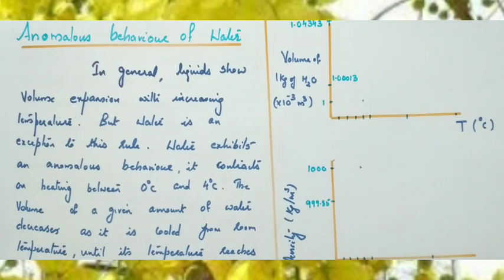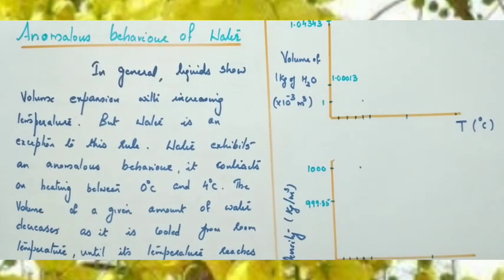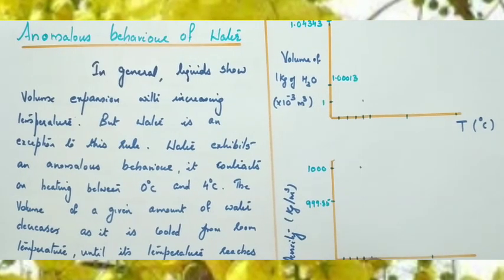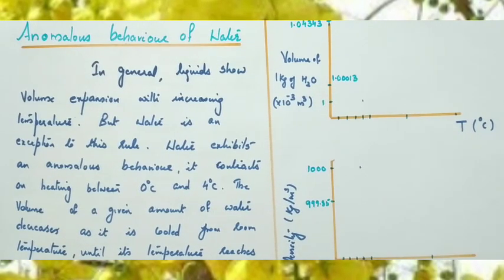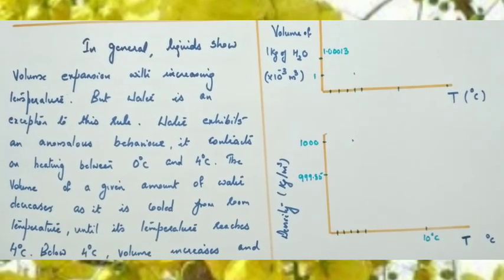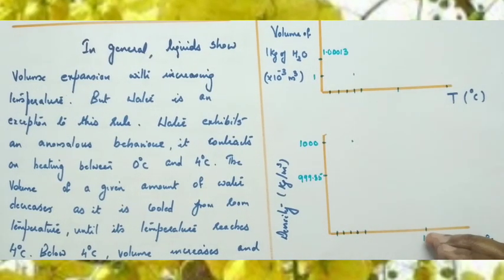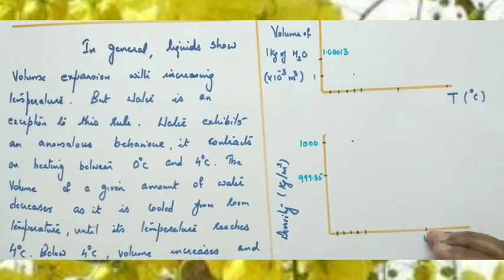So when 0 degrees Celsius water is heated up to 4 degrees Celsius, what happens? It contracts. Instead of expansion, it shows contraction. The volume of a given amount of water decreases as it is cooled from room temperature until its temperature reaches 4 degrees Celsius. So when water is heated from 0 degrees Celsius to 4 degrees Celsius, what happens? Volume decreases or density increases.